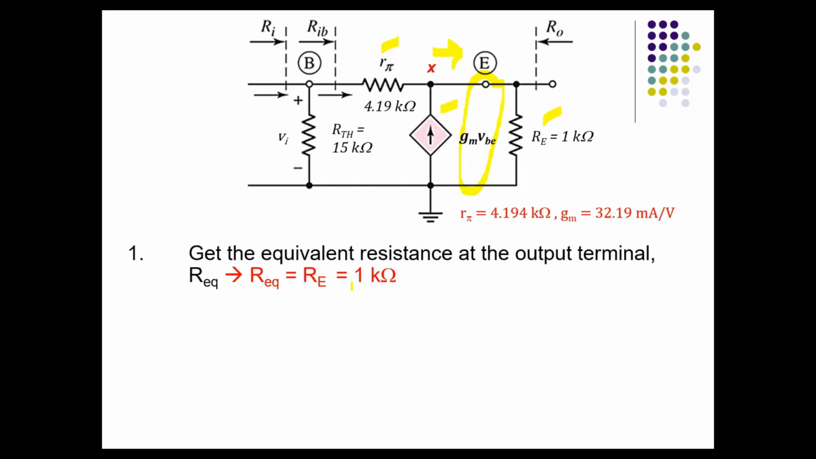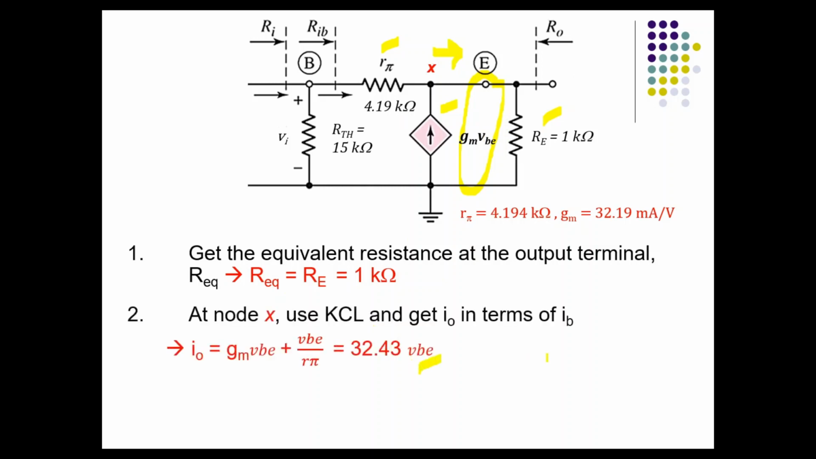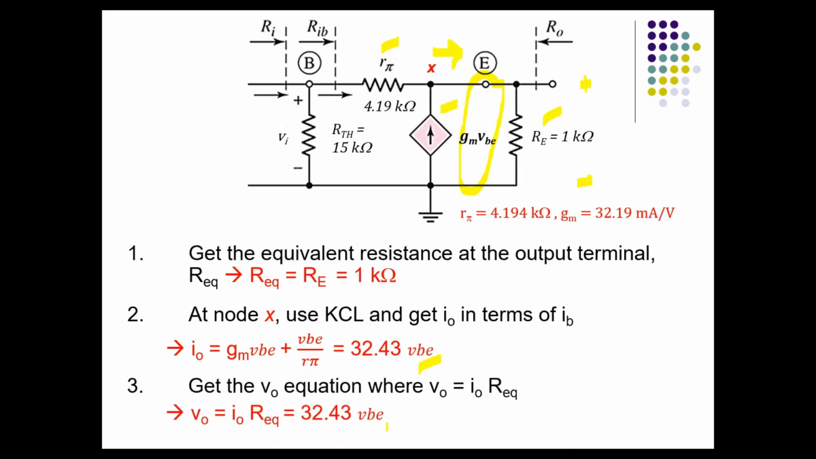Okay, so just use the formula gm VBE plus VBE over r pi, and you obtain 32.43 VBE. And the third step is the equation of Vout, which is the voltage over here. Okay, so this is my Vout. So just Io multiplied with the R equivalent. So I get 32.43 VBE, because RE is 1, multiplied with 32.43, so you get 32.43.